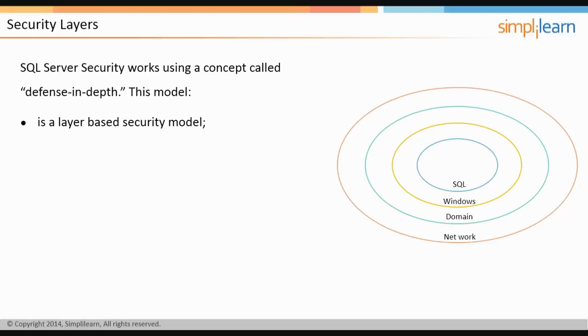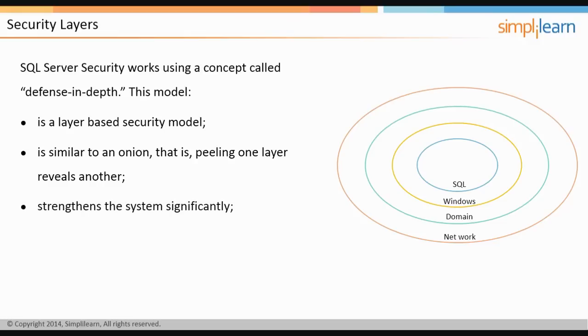Each layer that is added increases the level of security around the item. For someone who is not authorized to get in, trying to force his way in requires peeling each layer one by one, much like an onion. Every layer he peels reveals another to have to break. This model increases the security of the system significantly.